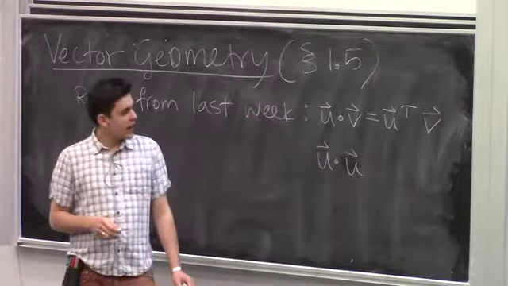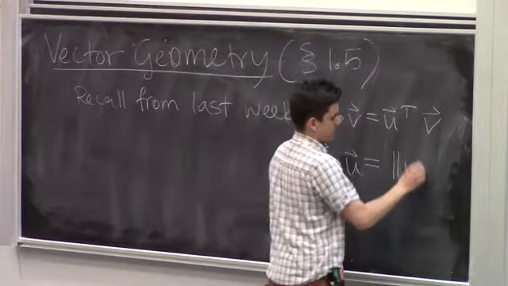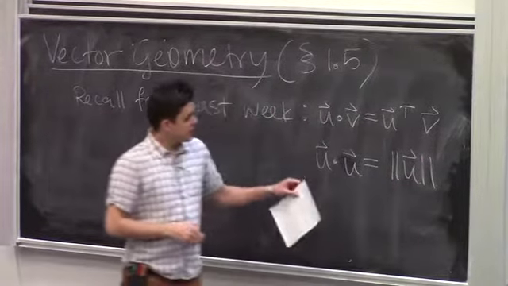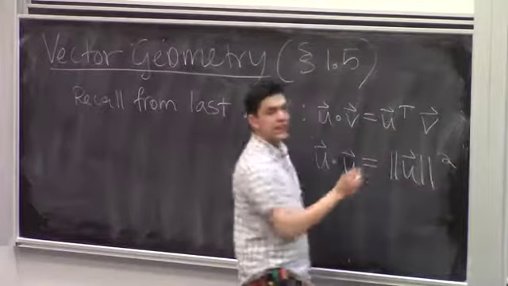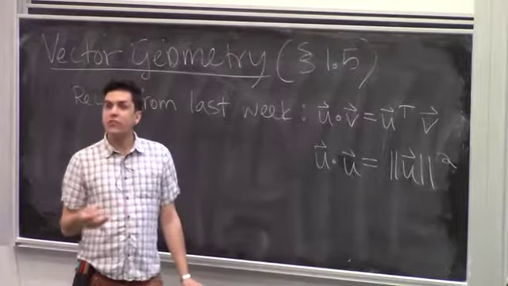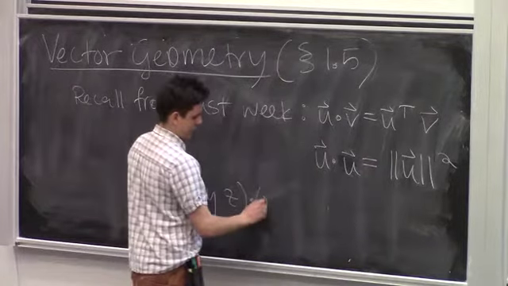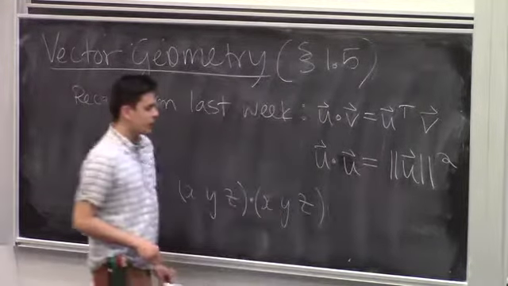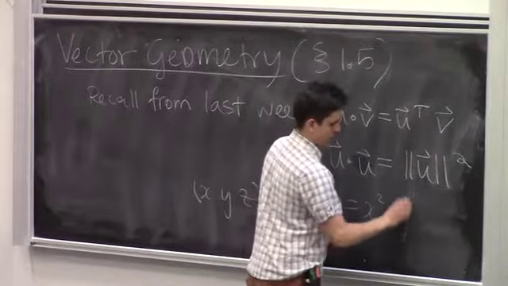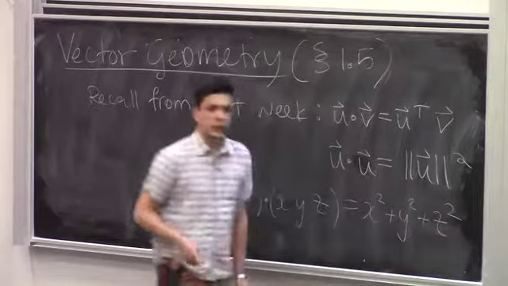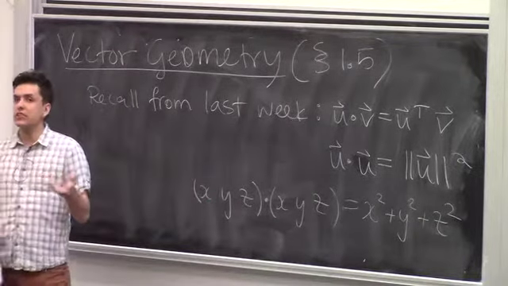Our other important fact about dot products is that the dot product of a vector with itself winds up giving us the length squared. This is very much like Pythagoras. When we have a vector and dot it with itself, we get x squared plus y squared plus z squared. So the dot product keeps track of length for us somehow.